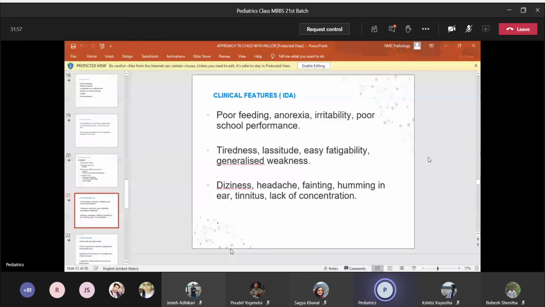So how do they present if the child is having iron deficiency anemia? They will present with poor feeding, anorexia, irritability, poor school performance. Some parents will complain the child is having tiredness, lassitude, easy fatigability, weakness, or some may complain of headache, fainting, humming of ear, tinnitus, lack of concentration. So these all are the clinical features of iron deficiency anemia.